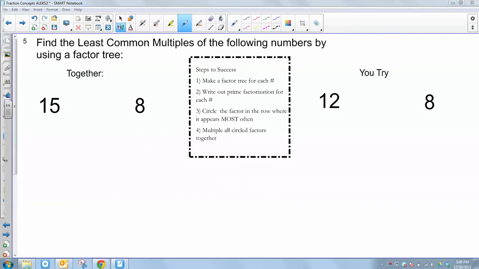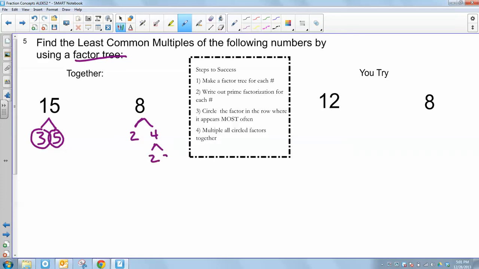Another method that we can use is to, guess what? Use my favorite, a factor tree. So let's make a factor tree for 15, which would be 3 and 5. Those are both prime numbers, so I can circle both of those. Factor tree for 8 would be 2 times 4, 2 times 2. So I have 3 times 5 and 2 times 2 times 2. So I've written out the prime factorization for each number.